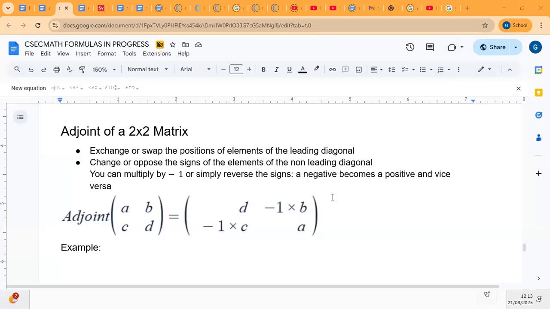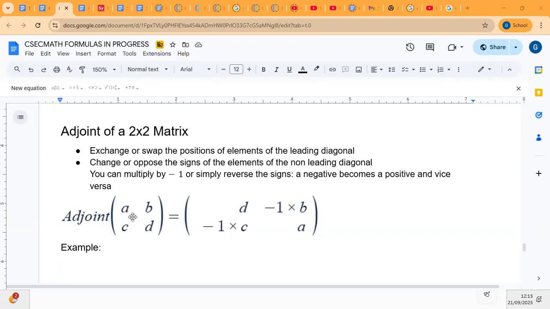Here we are going to discuss how to find the adjoint of a 2 by 2 matrix. So here is the formula. First, you exchange or swap the positions of the elements of the leading diagonal. The leading diagonal will be formed by A going downwards towards D. AD is the leading diagonal. You see, it starts at A and goes down, so it's leading.